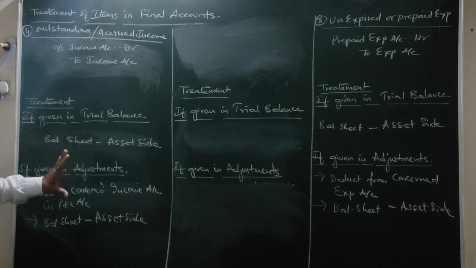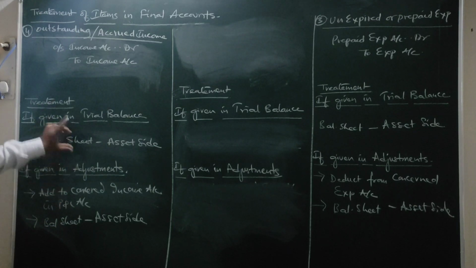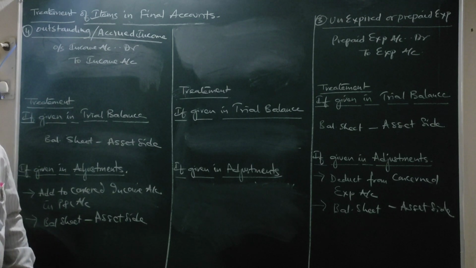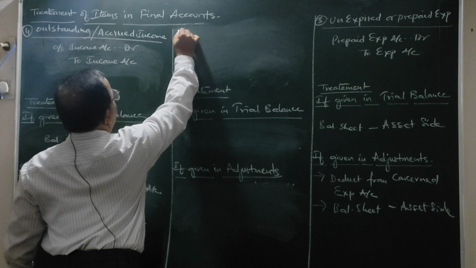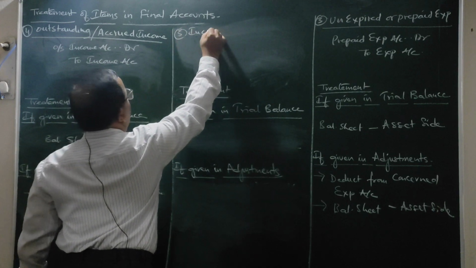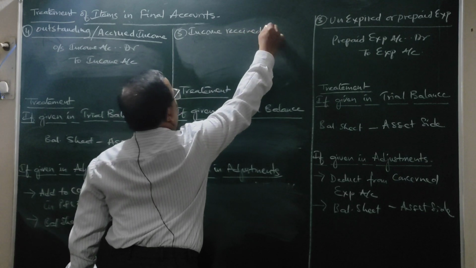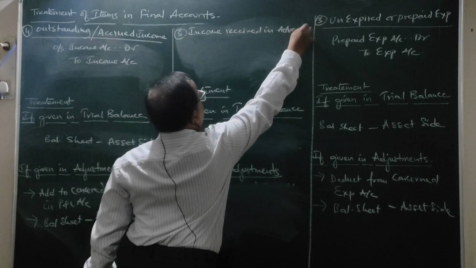While preparing the final accounts, if you are aware of these two treatments for each item, you can handle the problem easily. Next one here is income received in advance. This is the fifth one. Income received in advance. Observe it carefully.